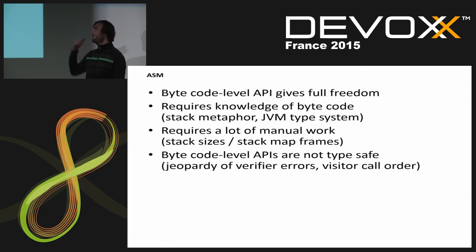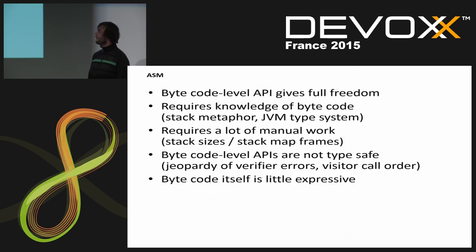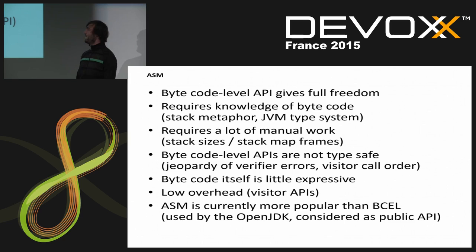And as I said before, ASM itself doesn't allow you to enforce type safety. You can get things wrong pretty easily. And you are in danger of producing verifier errors. And as I mentioned, bytecode itself is a little inexpressive. 1 + 2 looks much nicer in Java source code, right? Than it does in bytecode. And then again, we have low overhead. And ASM is currently more popular than BCEL.